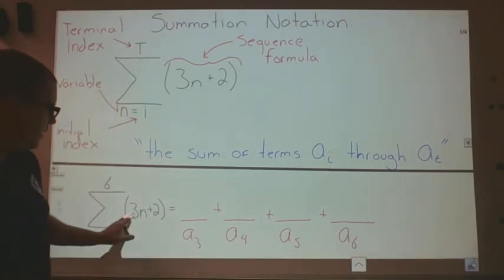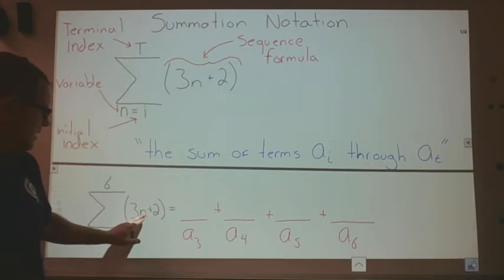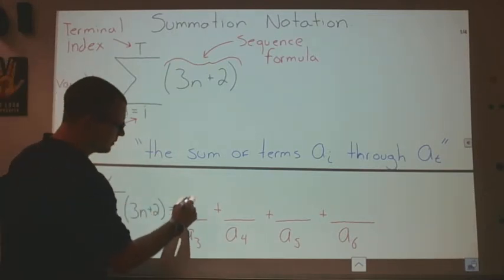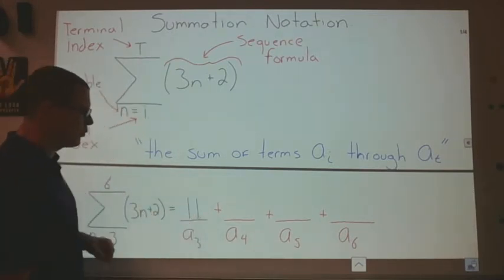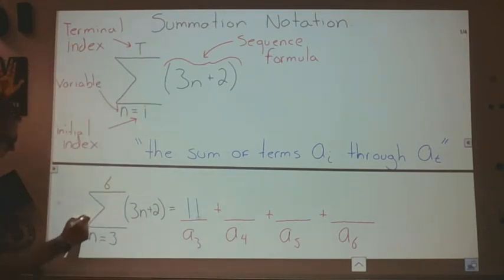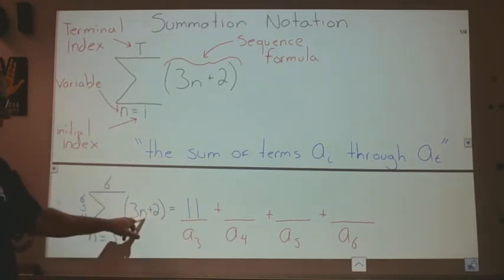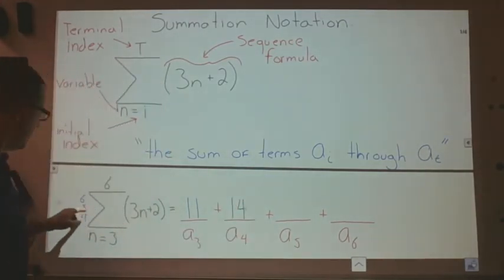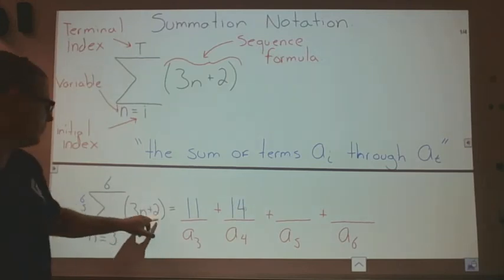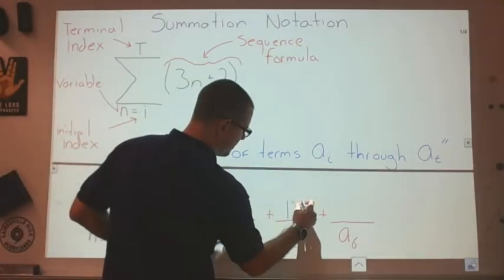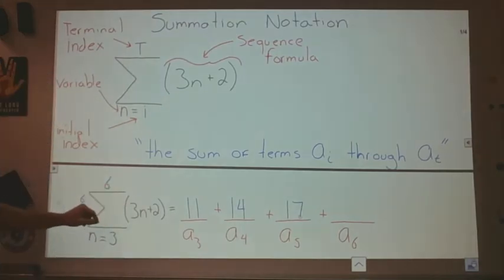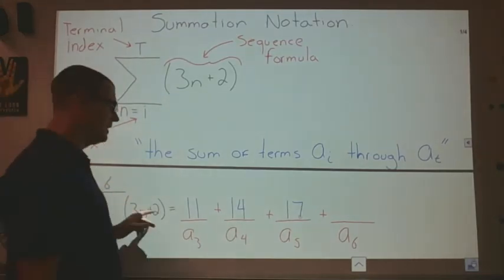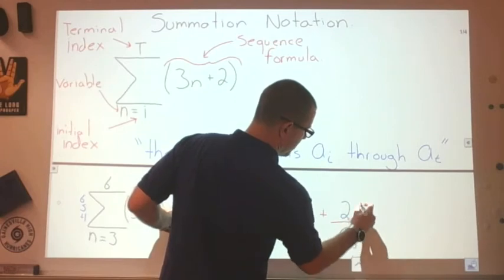So 3 times 3 is 9, plus 2 is 11. So the third term in this sequence was 11. And then I just go up from there: 4, 5, 6, just like we did there. 3 times 4 is 12, plus 2 is 14. 3 times 5 is 15, plus 2 is 17. And 3 times 6, which would be my terminal index, is 18, plus 2 is 20.